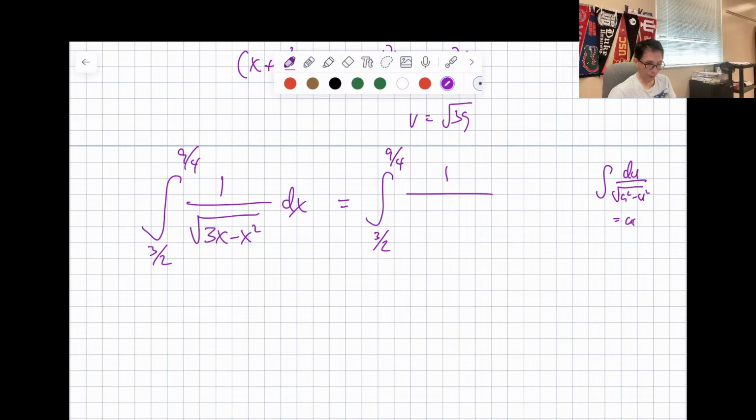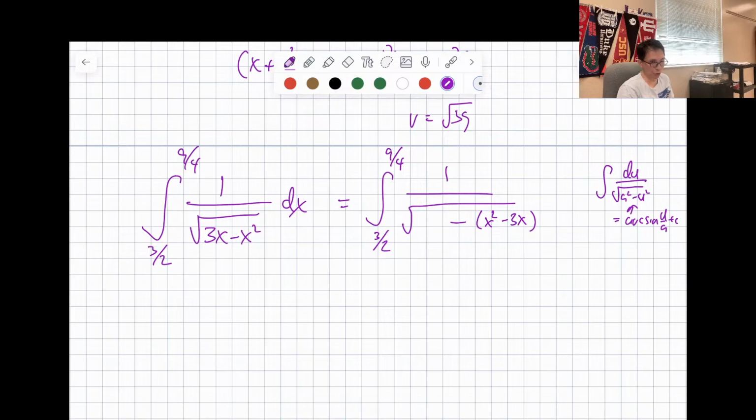And this is equal to arcsine of u over a plus c. Now, the problem is this one here is not good. So what I'm going to do is write it in a certain way to help you. I want a minus u squared. So that means this whole thing is minus, so I have to have minus of x squared minus 3x. Think about why that is.